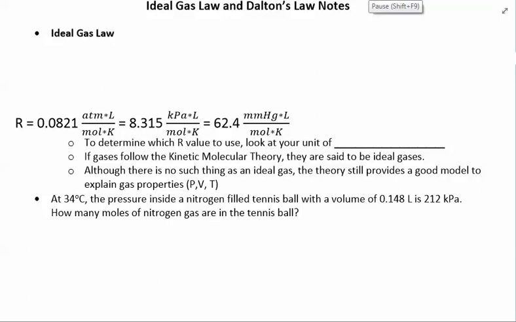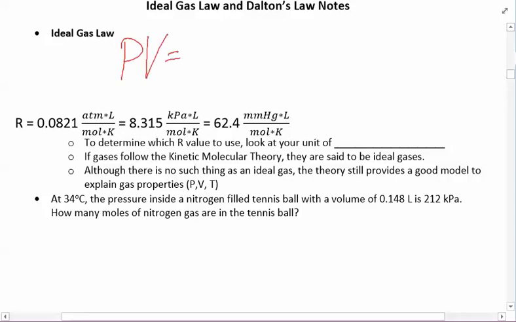We're going to be taking a look at two gas laws, the ideal gas law and Dalton's law. The ideal gas law is a law that we're going to be using a lot. The formula for it is PV equals nRT. So notice all the letters are capital except for n.